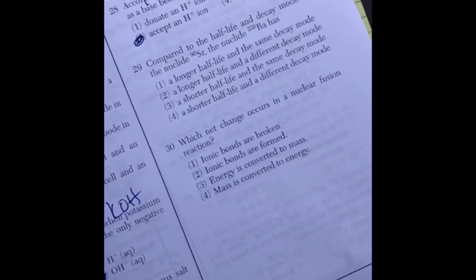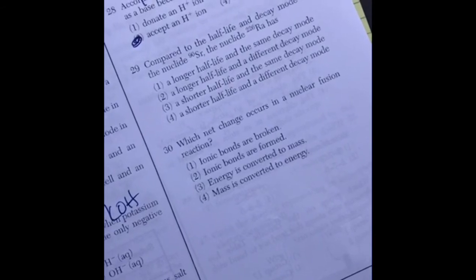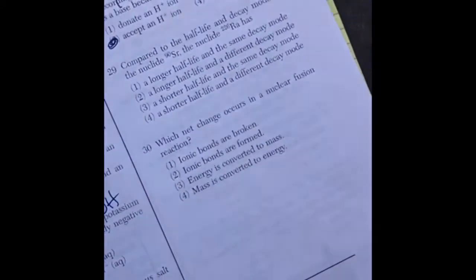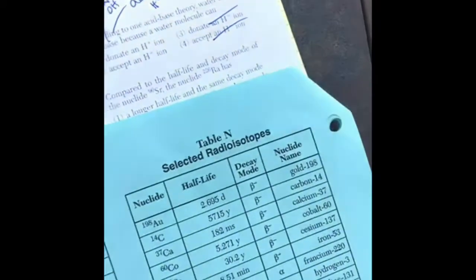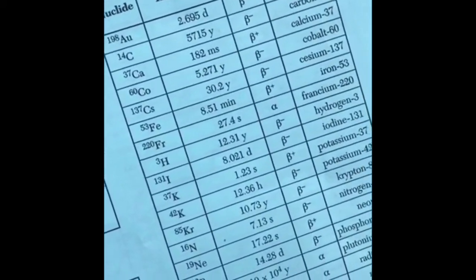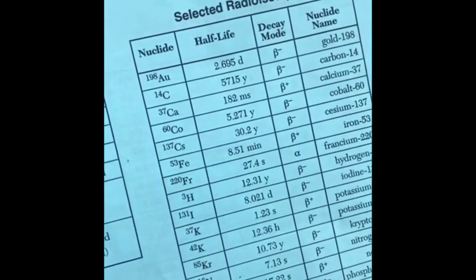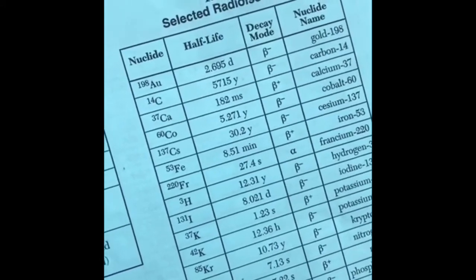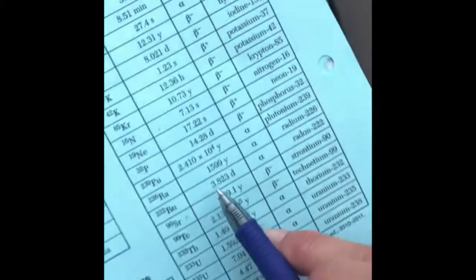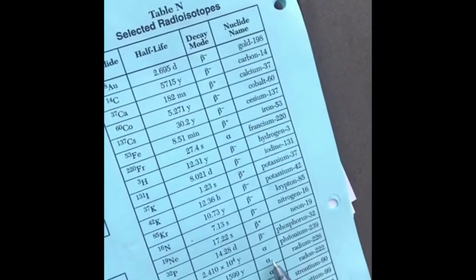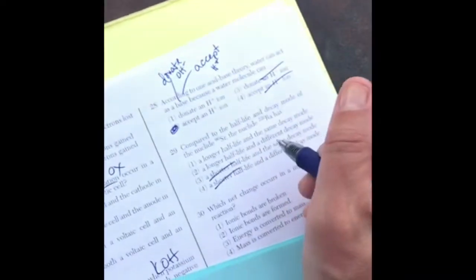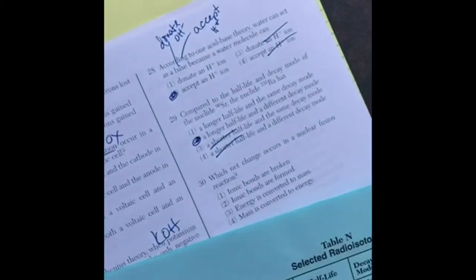All right, compared to the half-life and decay mode of Sr-90, Ra-226 has... All right, so I got to go to Table N and I got to look these up. Ra-226 compared to Sr-90. Here's 226. Oh, here's Sr-90. So 226 is 1,599 years. And Sr-90 is 29 years. So it definitely has a longer half-life. And then Ra-226 does alpha, and this does beta. So it's a longer half-life, and it's a different decay mode.